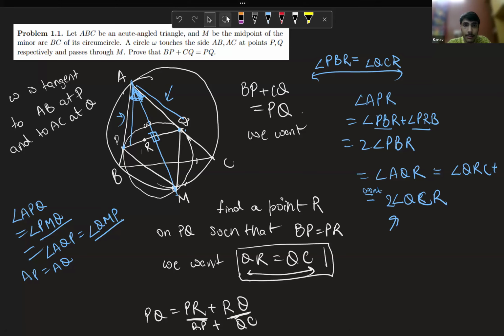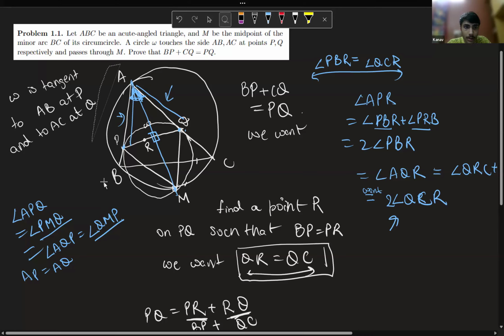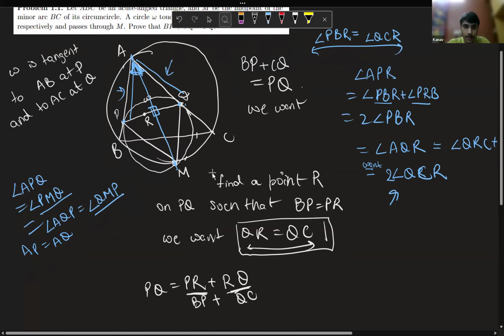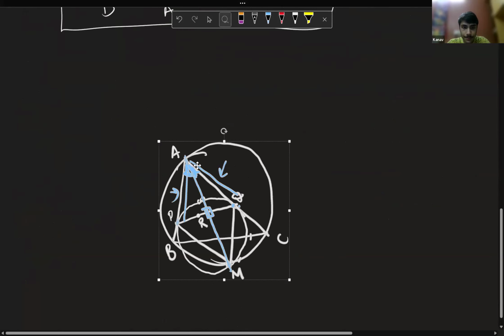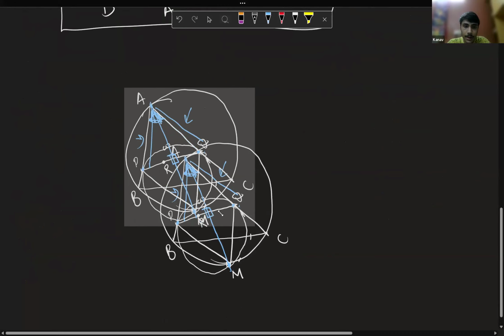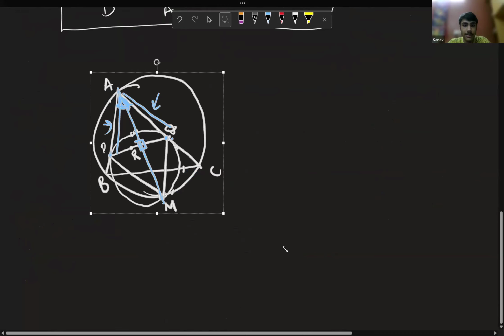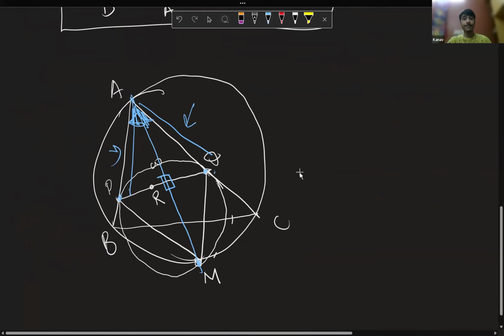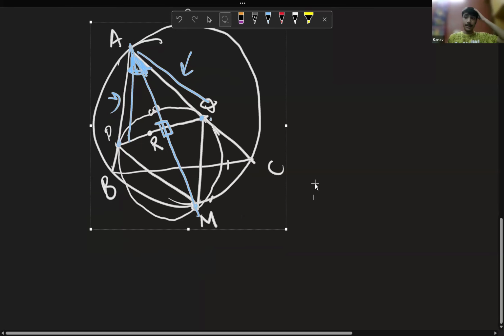Just copy this diagram so that you can move it down and it doesn't get crowded. Great.